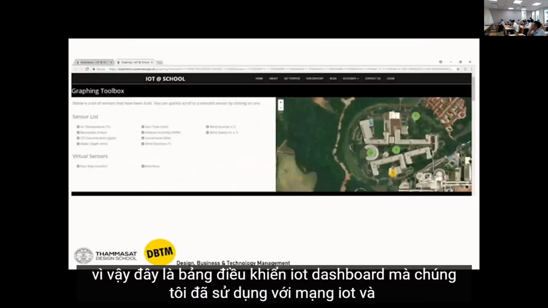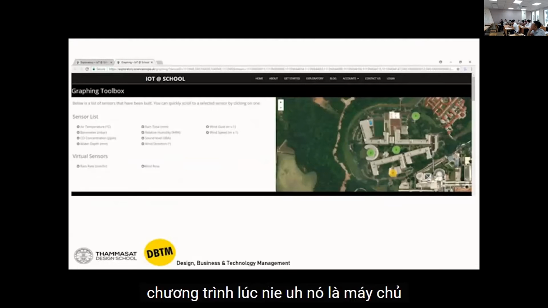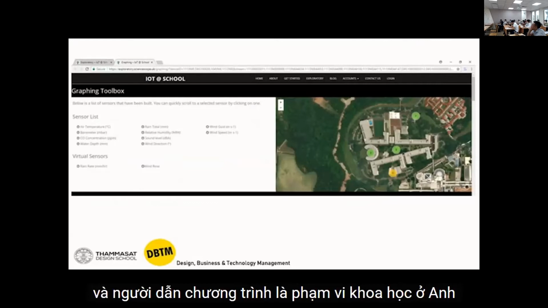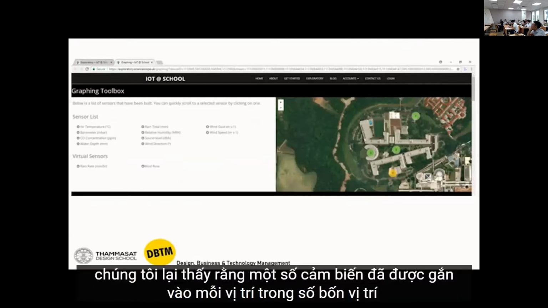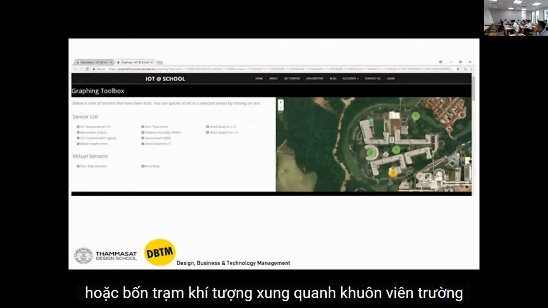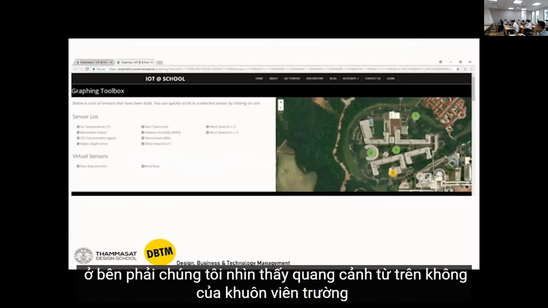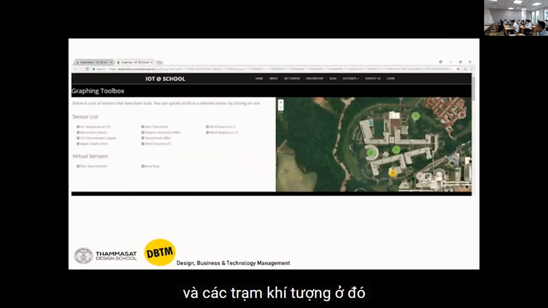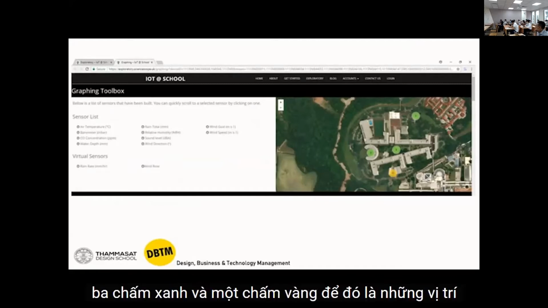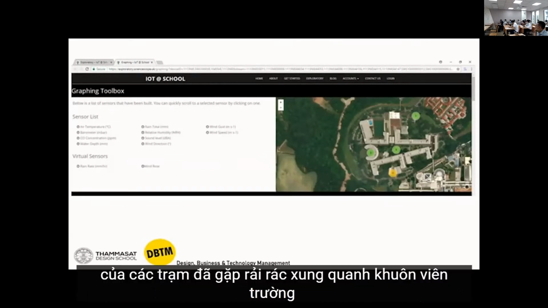So this is the IoT dashboard that we used with the IoT network and program at NIE. It was the server and the host was ScienceScope in the UK. We see that, again, a number of sensors were attached to each of the 4 sites, the 4 meteorologic stations around the campus. On the right, we see the aerial view of the campus and the meteorologic stations. There are 3 green dots and 1 yellow dot. So those are the locations of the MET stations scattered around the campus.